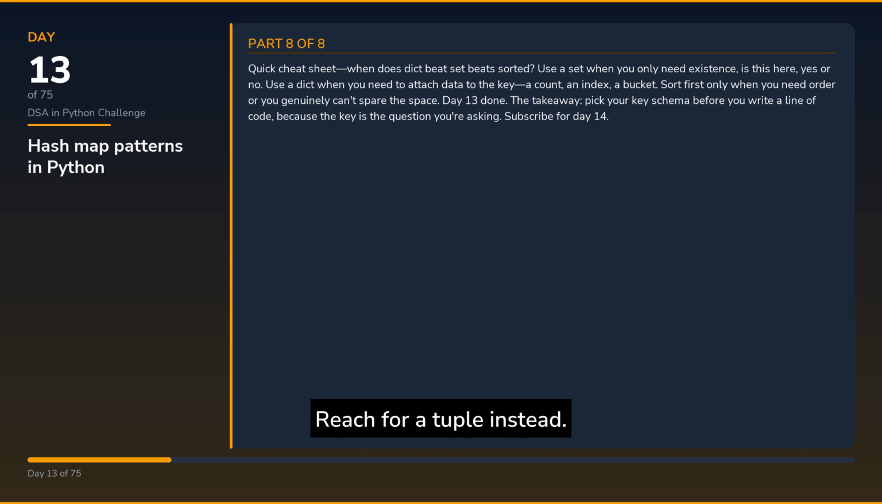Quick cheat sheet. When does dict beat set beats sorted? Use a set when you only need existence. Is this here? Yes or no? Use a dict when you need to attach data to the key, a count, an index, a bucket. Sort first only when you need order or you genuinely can't spare the space.